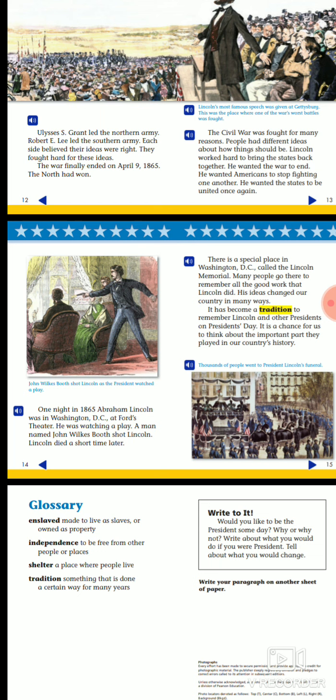There is a special place in Washington, D.C. called the Lincoln Memorial. Many people go there to remember all the good work that Lincoln did. His ideas changed our country in many ways. It has become a tradition to remember Lincoln and other presidents on President's Day. It is a chance for us to think about the important part they play in our country's history.